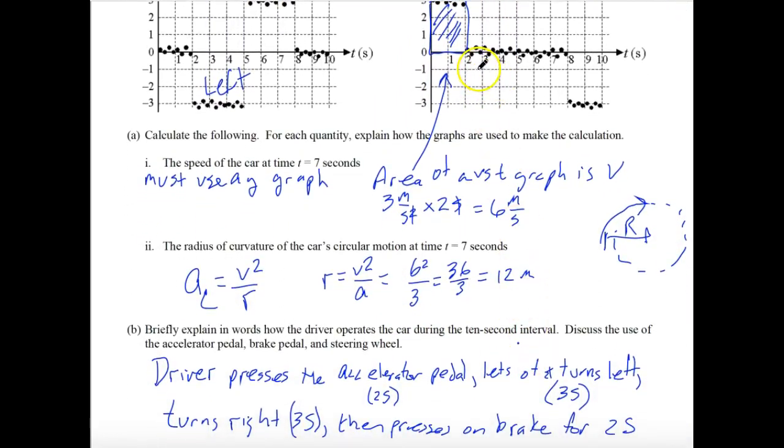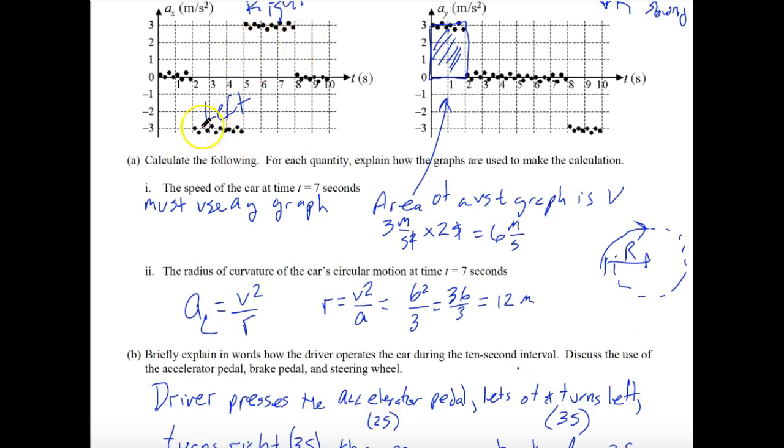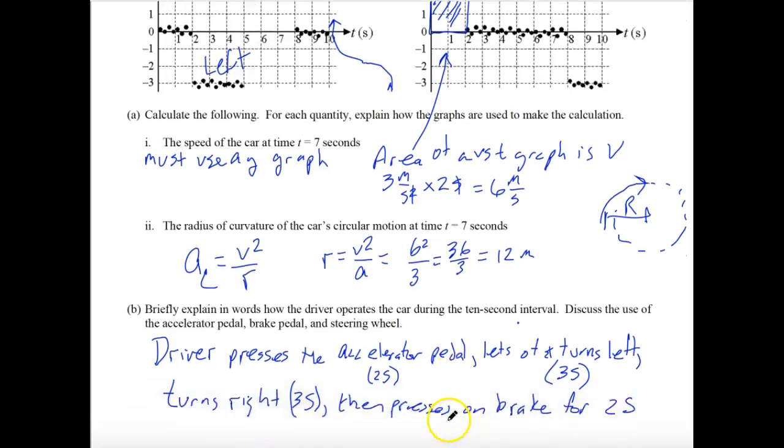Then they let go of the accelerator pedal, and they start to turn left. So they turn the wheel to the left. And then they immediately turn the wheel to the right at 5 seconds, and they do that for 3 seconds. So 3 second turn to the left, 3 second turn to the right. If you go 3 seconds left, and then you do the same thing right, notice that you're going to be going in the same direction that you originally started, and that's covered in the next part.